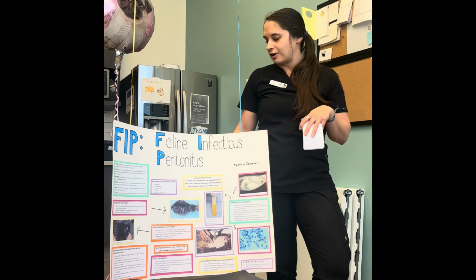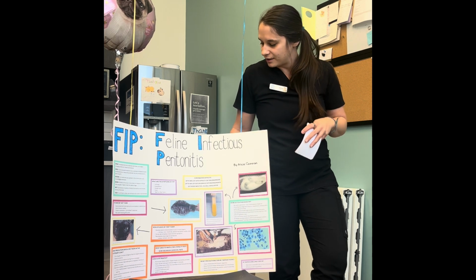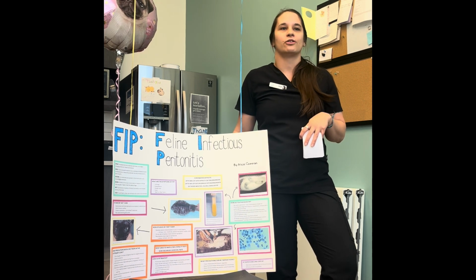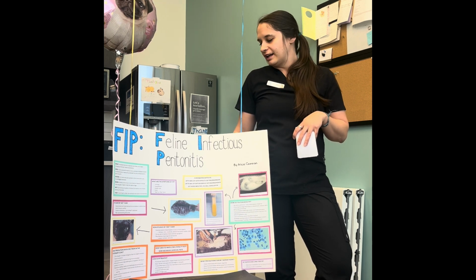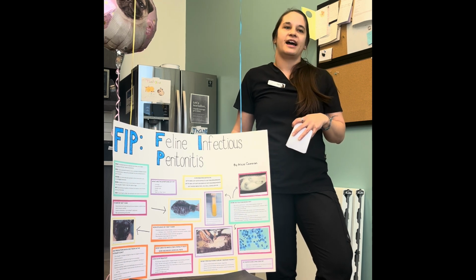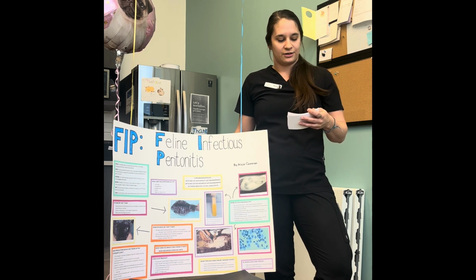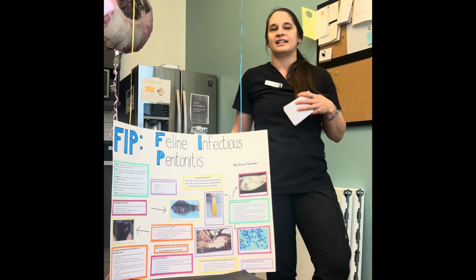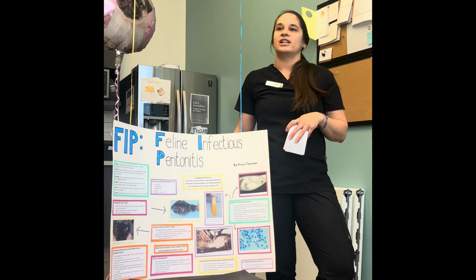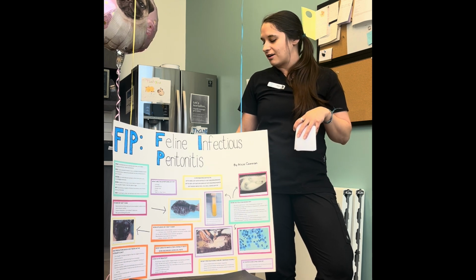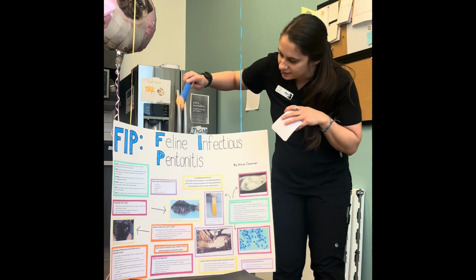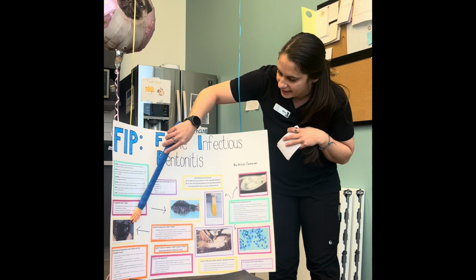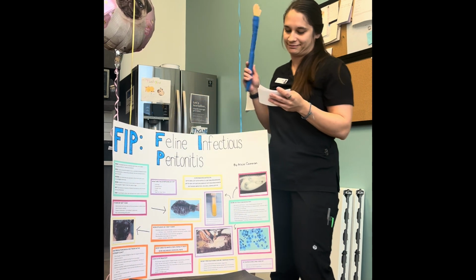And those with the dry form develop severe inflammation in one or more of their organs, such as the kidneys, liver, intestines, abdominal lymph nodes, and the eyes. This can result in neurological symptoms such as ataxia, tremors, or seizures, but the ocular abnormalities are the most common symptom reported. So just over here we have a cat with uveitis caused by FIP.